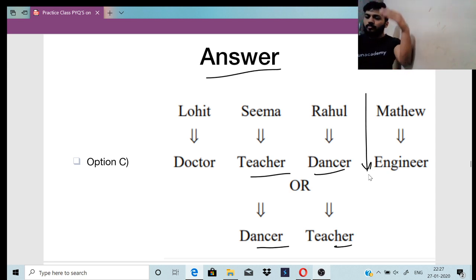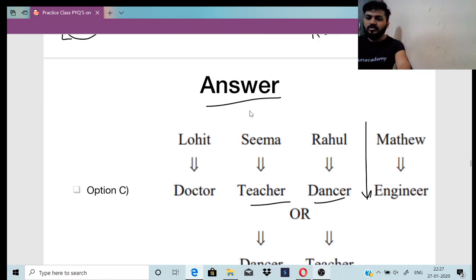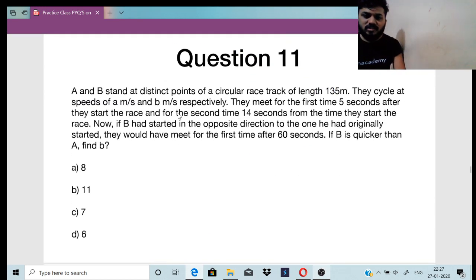So you only have to read the whole statement and consider only 2 or 3 statements from it. You don't have to consider all the statements. Just consider 2 or 3 statements and you will get the right answer. Like we considered here, we only considered statements 1, 3 and 4, and from that we got it through a logical approach, right? Let us solve the next question.